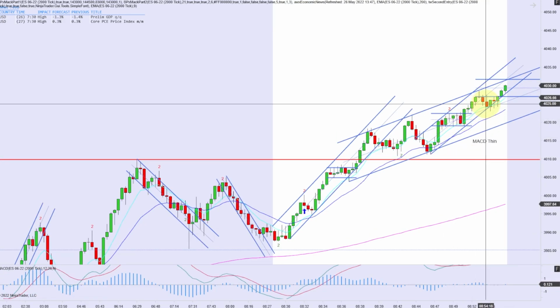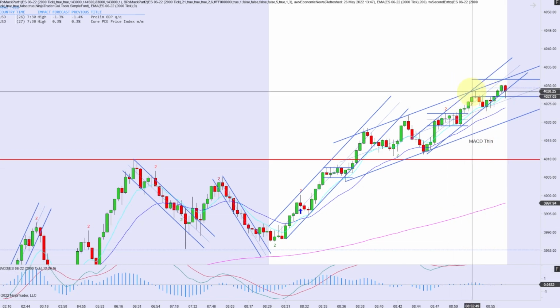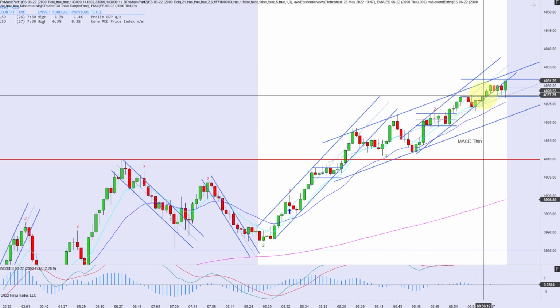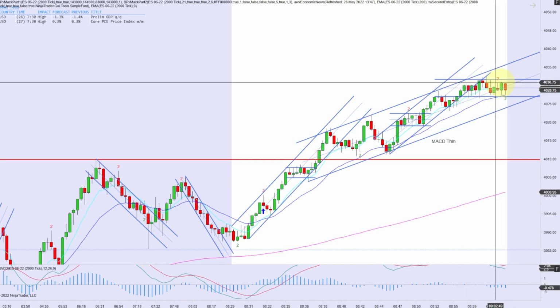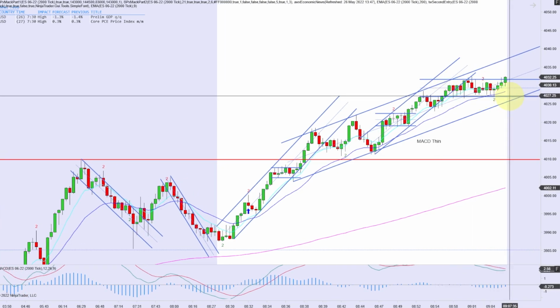So as prices continue to grind their way up, MACD is thinning out. Very hard to take any trades here. You have these moments where prices push up, consolidation. Prices push up, fight a little bit, more consolidation, overlapping bars. Now we get all of these overlapping bars. 9 EMA is starting to flatten out. Very hard to take any trades here.